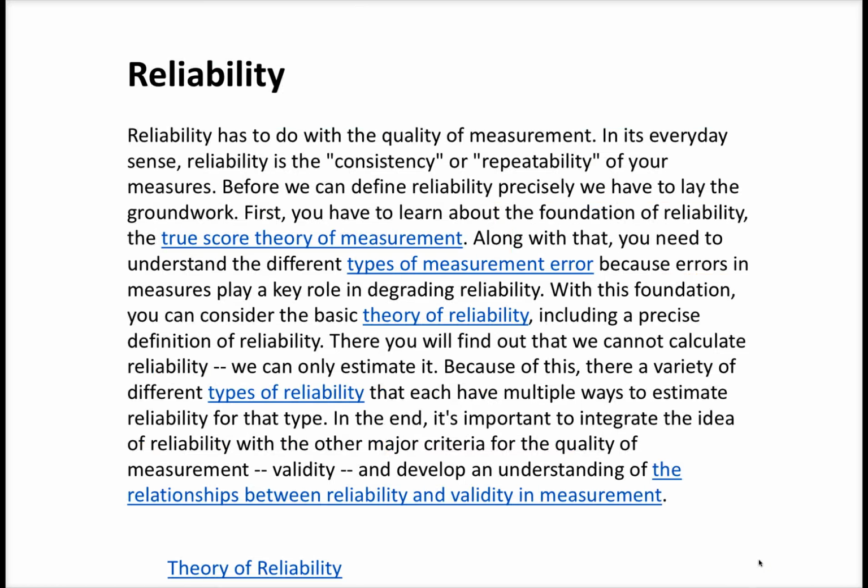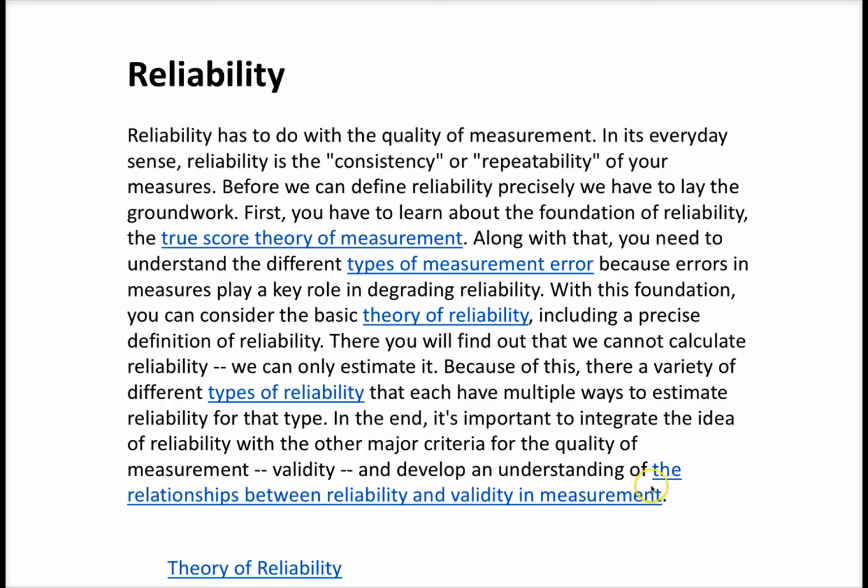I also wanted to get into this issue of reliability, and this particular website that I have listed above goes into some great depth as to what reliability is, and it's talking about the quality of the measurement. In its everyday sense, reliability is the consistency or the repeatability of the results that you get on a particular measure. And in order to have validity, you must have reliability.